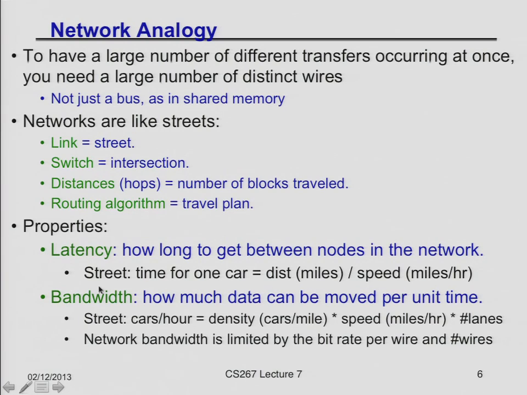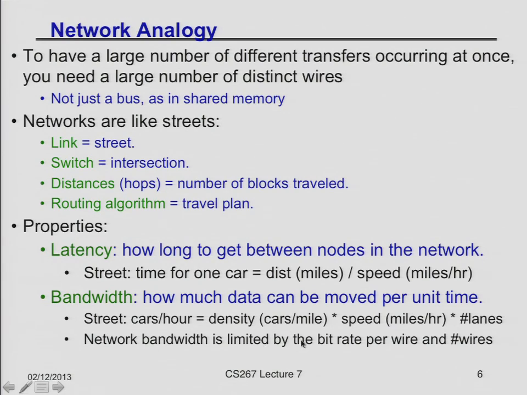So that's the latency. But the other metric is bandwidth. And that is, in the car case, how many cars per hour can you pipeline from one processor to another? That's a different metric. So in the case of cars, well, it depends on how many cars per mile get packed together along the street. It depends on their speed, of course. And it depends on parallelism. How many lanes, how many wires do you have to move the cars from one place to another?